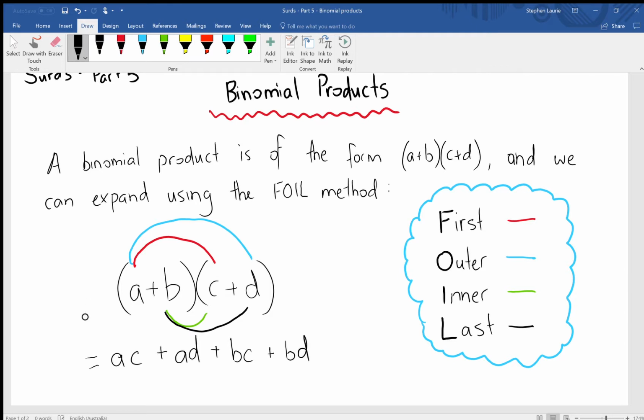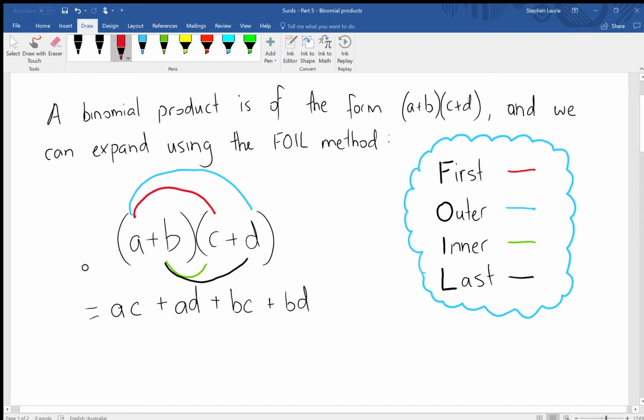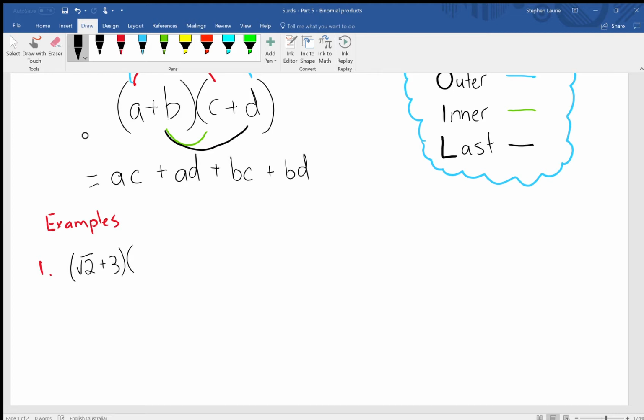So hopefully that's revision for you on how to FOIL. Well, we're going to be looking at binomial products that involve surds. Surprise, surprise. So now that we've refreshed how to FOIL, let's look at some examples. Alrighty, example 1. The square root of 2 plus 3 multiplied by the square root of 2 minus 5. Alright, let's FOIL.